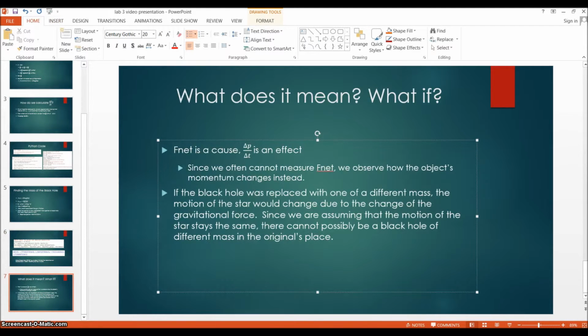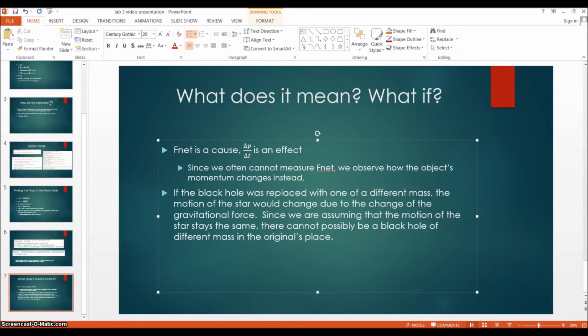The net force and its parallel and perpendicular components are equal to the delta P over delta T and its respective components, but they are not necessarily the same thing. Fnet is what causes a change in motion, while delta P over delta T is an observed change that is measurable. Because of this, we can use delta P over delta T to reach the net force.